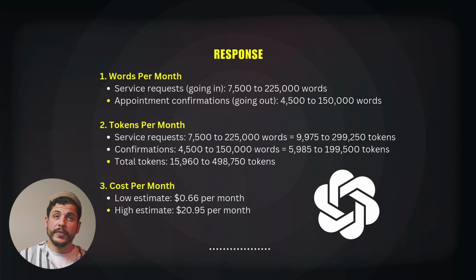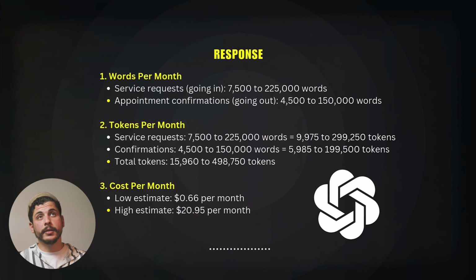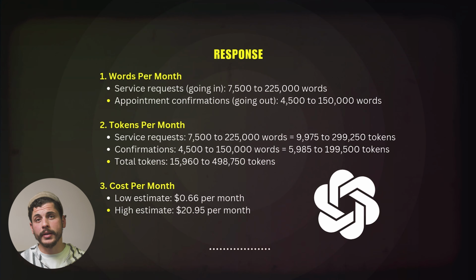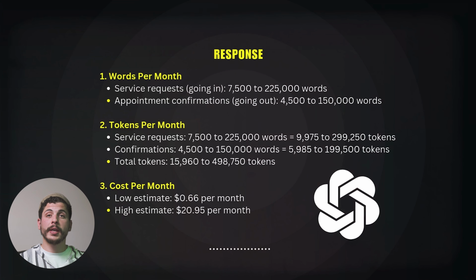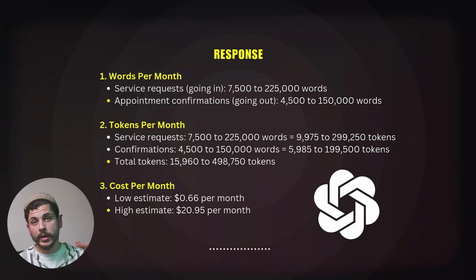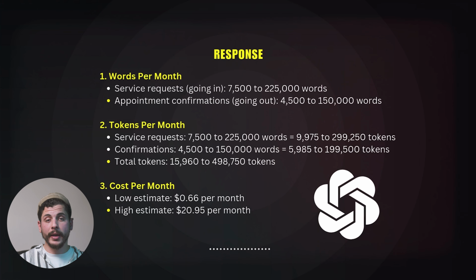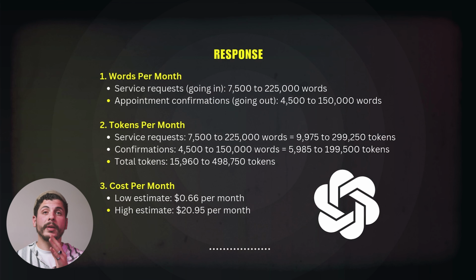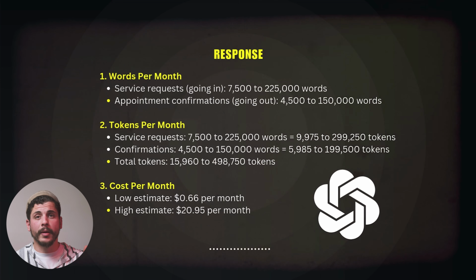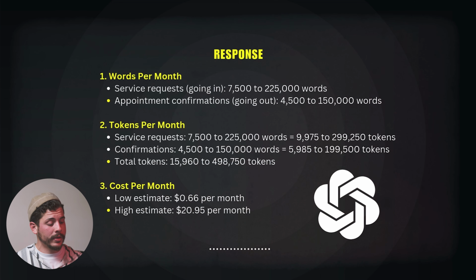Let's take an example of an HVAC company that is getting on the high end 50 emails a day for service appointments, and they're sending back automatically using AI 50 confirmations. If we're taking into account the amount of words in those service requests and in the confirmations that are being sent back, we would on average be using about 500,000 AI tokens. That would be about $20 to OpenAI per month for this specific automation. Now that's the high end.